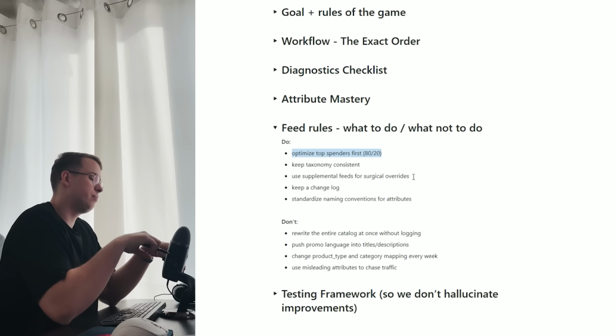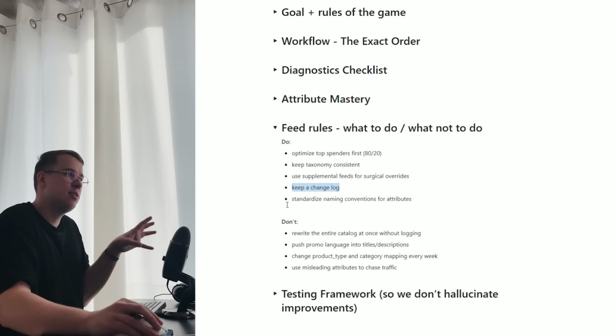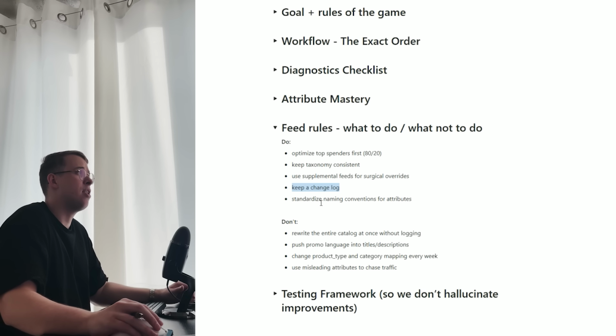Keep track of your changes, especially if you test and you want to see the differences and how it works out for you. And like we said before already, standardize your naming conventions, right? Have a certain rule on how you work with your feed. It's very important, especially with big feeds. Again, don't just rewrite the entire catalog at once randomly. Focus on your bigger spenders first.